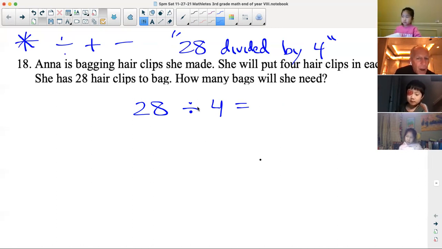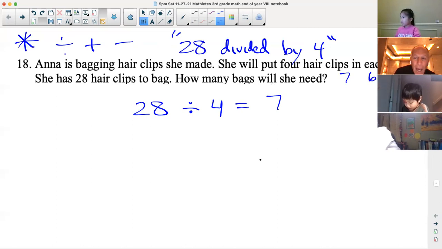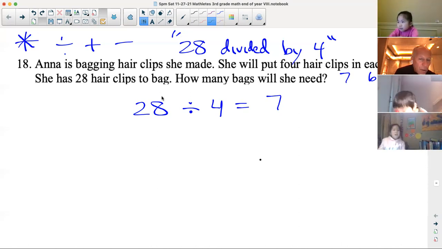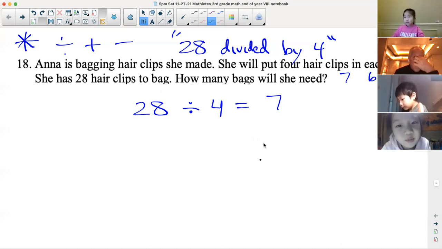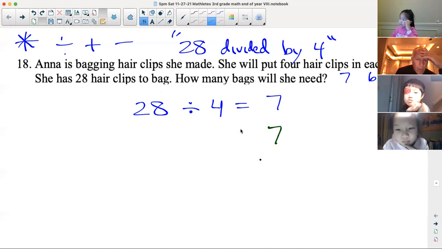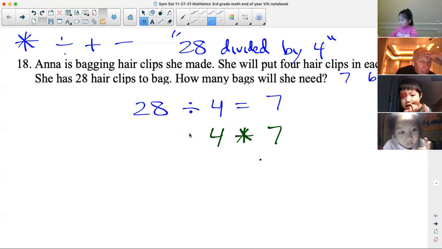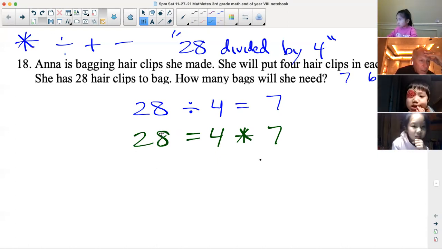So 28 divided by 4. And Eleanor, is that what you came up with? Yes. So she will need 7 bags. And Stella, do you know any way that we could check their answer? We had 28 hair clips to bag, and she has to put 4 hair clips in each bag. And do you know, how could we check their answer? 7 times 4. Oh, everybody check it out. 7 times 4. That's the opposite of division, multiplication, equals 28. That was awesome.